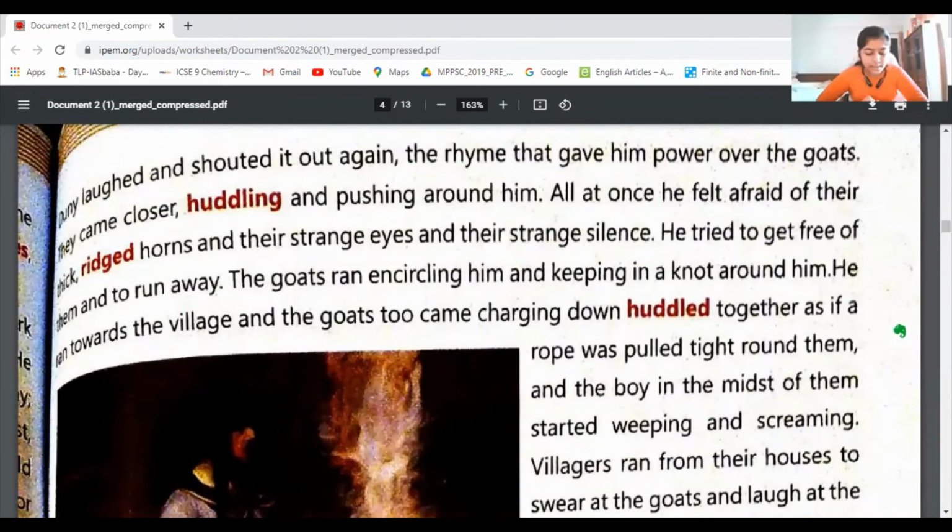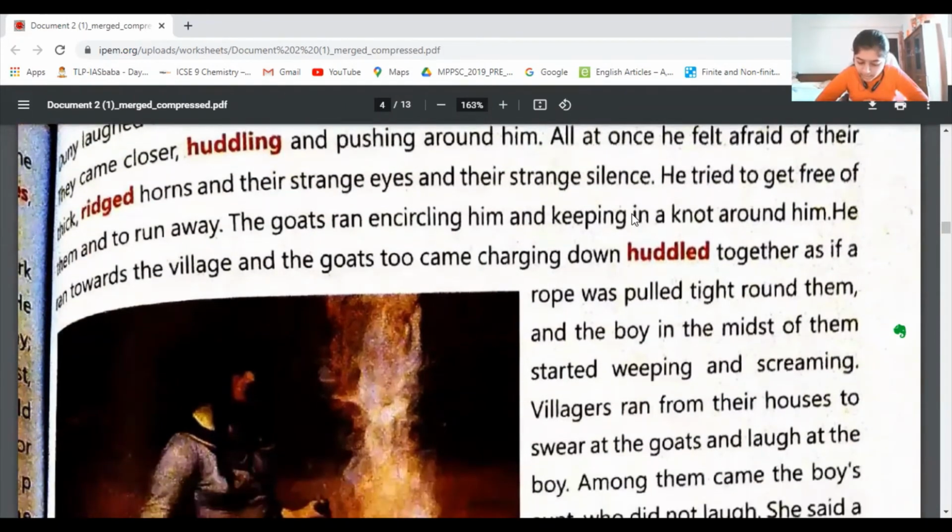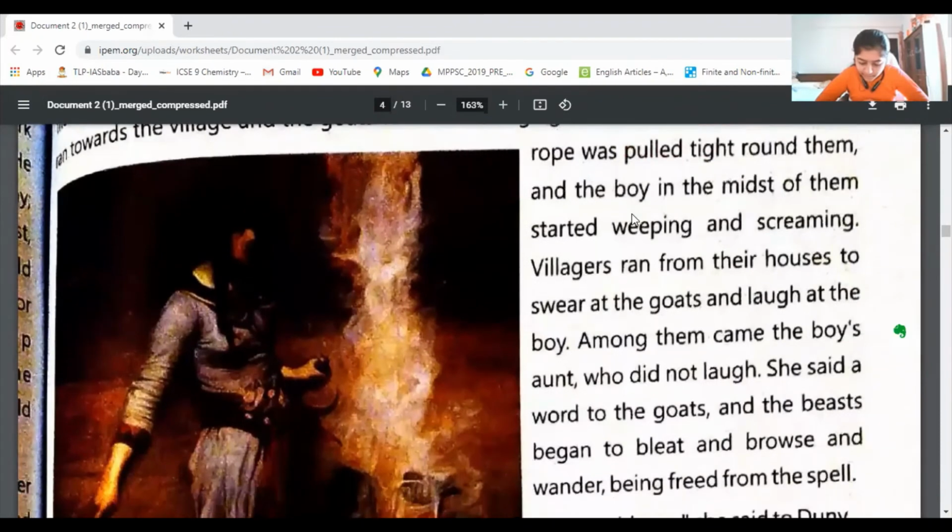Duni laughed and shouted it out again, the rhyme that gave him power over the goats. They came closer, huddling and pushing around him. All at once he felt afraid of their thick ridged horns and their strange eyes and their strange silence. He tried to get free of them and to run away. The goats ran, encircling him and keeping in a knot around him. He ran towards the village, and the goats too came charging down, huddled together, as if a rope was pulled tight round them, and the boy in the midst of them started weeping and screaming.